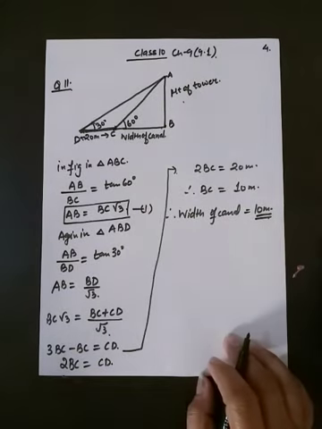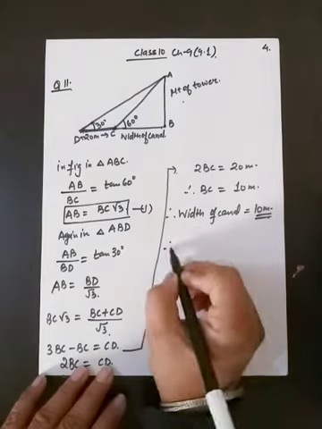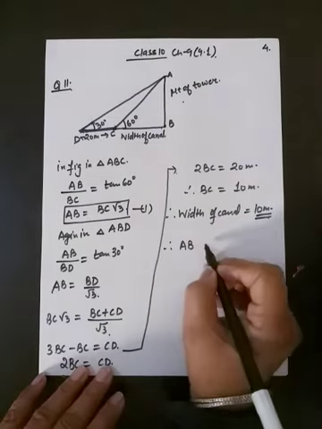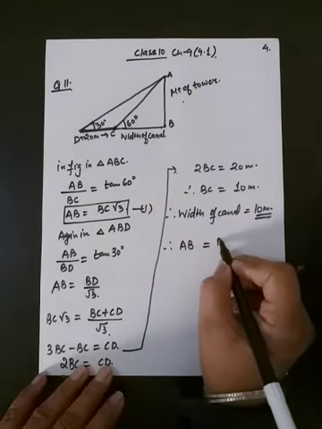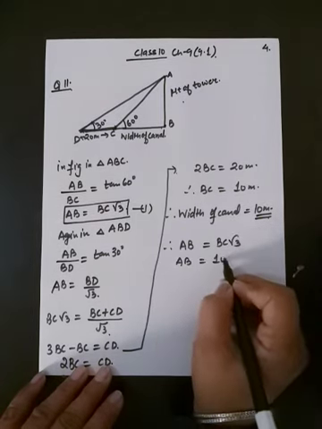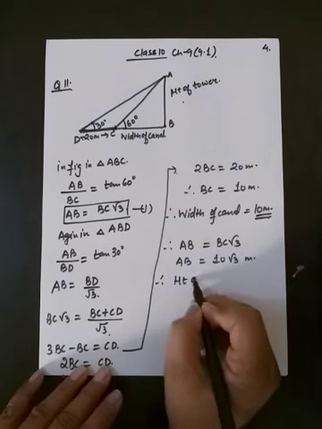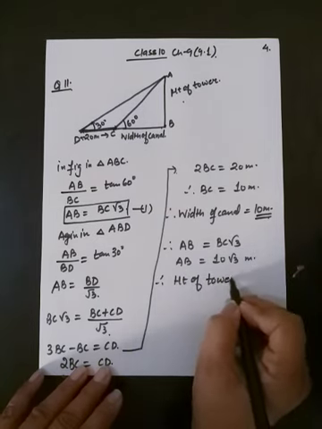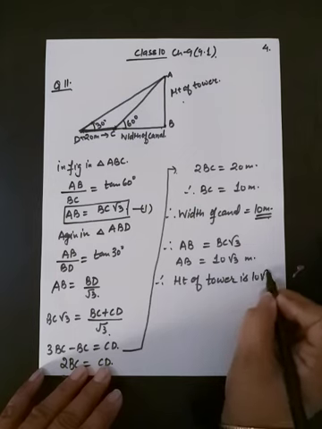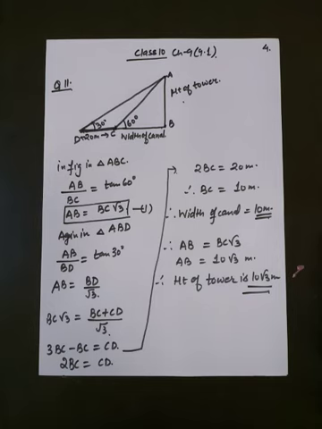Now we have to find the height of the tower also, and the height of the tower is AB. So therefore AB is equal to BC root 3, and AB will be 10 root 3 meter. So therefore the height of the tower is 10 root 3 meter. Simple question.